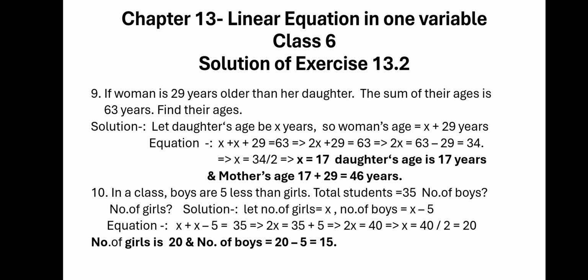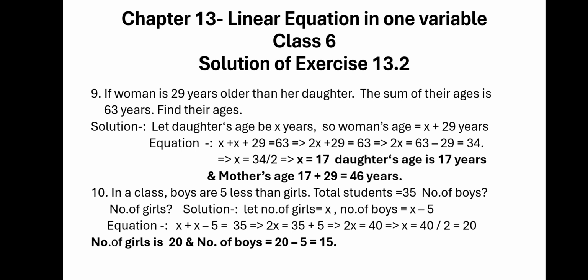So x plus x plus 29 equals 63. That implies 2x plus 29 equal to 63. That implies 2x equal to 63 minus 29, which is equal to 34. Now x is therefore equal to 34 upon 2, and x equal to 17. So the daughter's age is 17 years. And the mother's age, since it is 29 years more than the daughter, is 17 plus 29, which is 46 years. Now you can verify 46 plus 17 is 63.